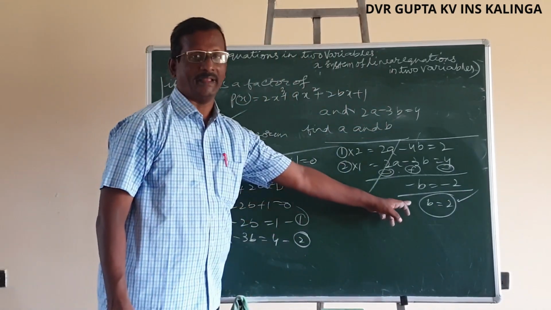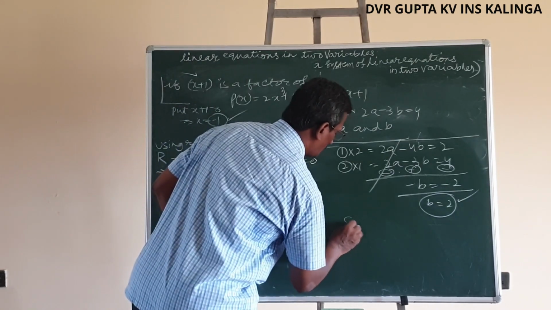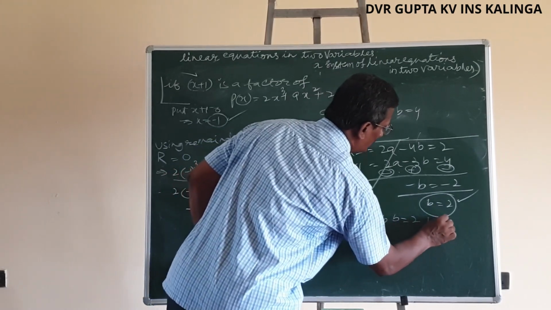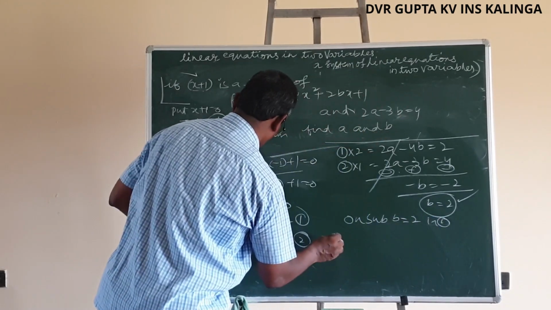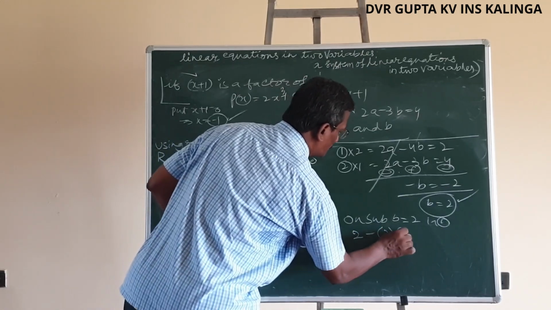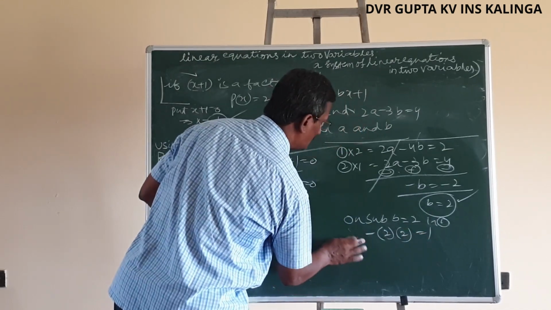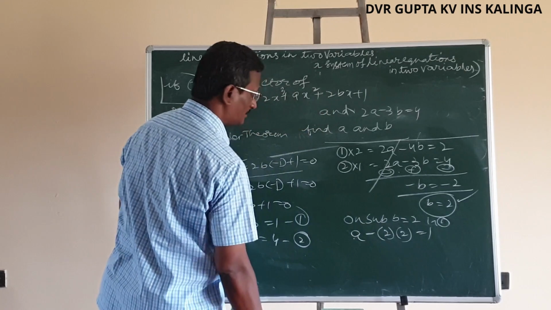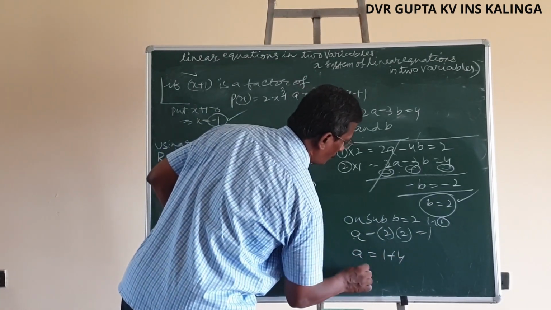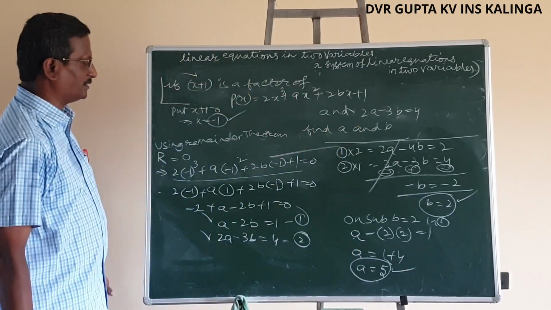On substituting b is equal to 2 in equation 1, a minus 2 into 2 is equal to 1. Here a minus 2b is equal to 1, so a minus 4 is equal to 1, which gives a is equal to 1 plus 4, a is equal to 5. So a is equal to 5 and b is equal to 2.